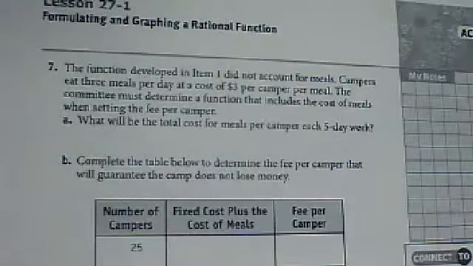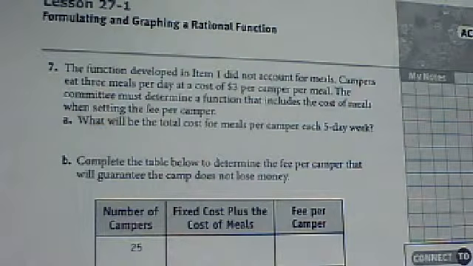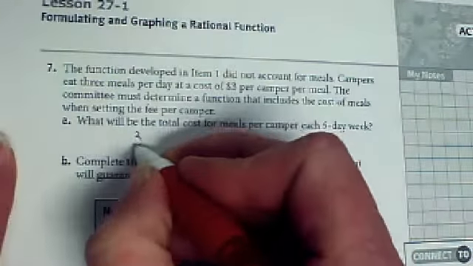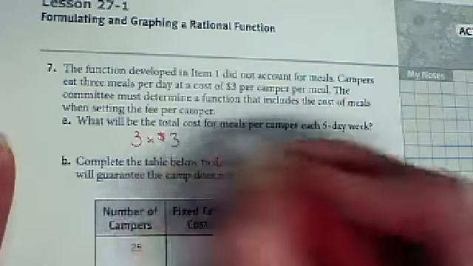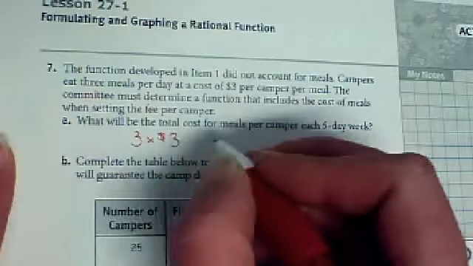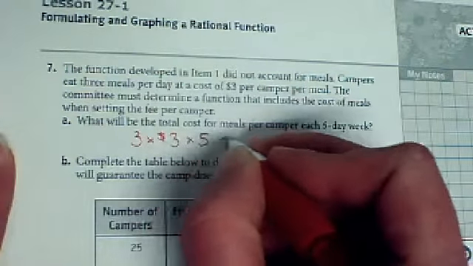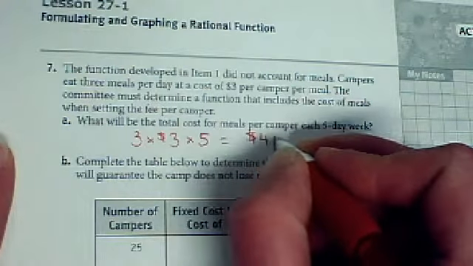Now, that rule did not account for meals. So let's think if the campers are eating 3 meals a day at a cost of $3 per camper per meal. Let's think how we can figure out how much this is going to cost. So what would be the total cost for meals per camper for each 5-day period? They're doing 3 meals at $3 a camper each day for 5 days. So that would be $45 for that week.